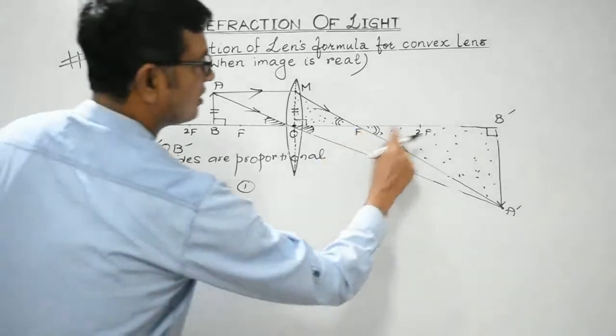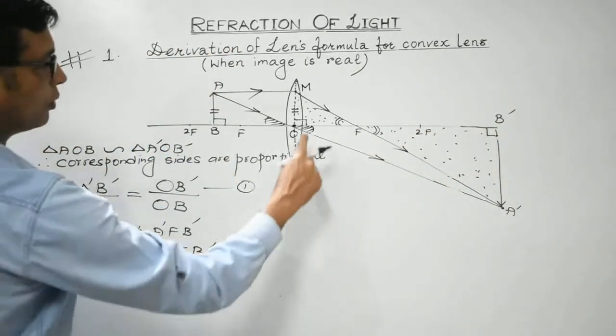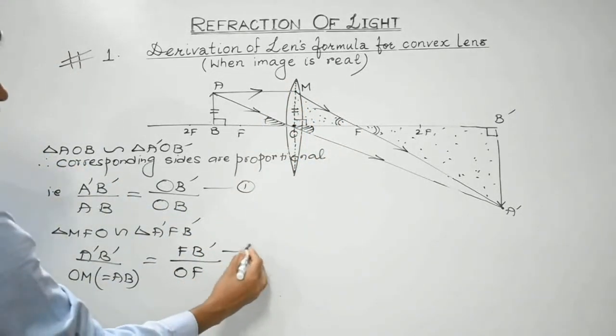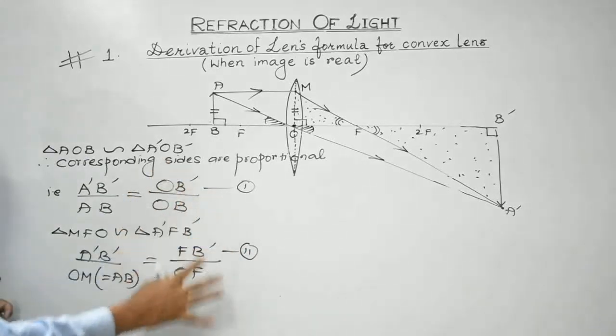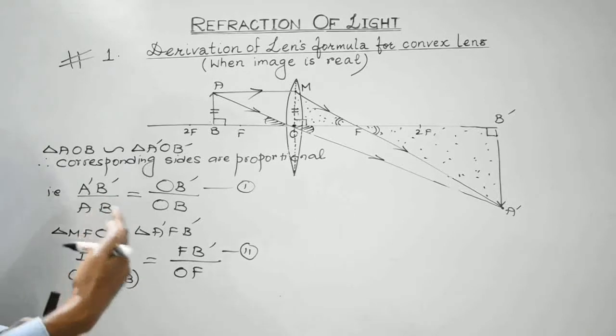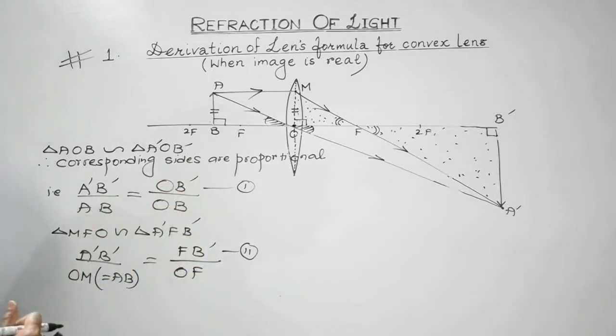And it's equal to, let's consider base. Base of the bigger triangle. It is FB dash. What about the base of the smaller triangle? This one. That is OF. So please ensure that after obtaining these two equations, the left hand side of these two equations must be same, so that we can equate the right hand side of these two equations, right?